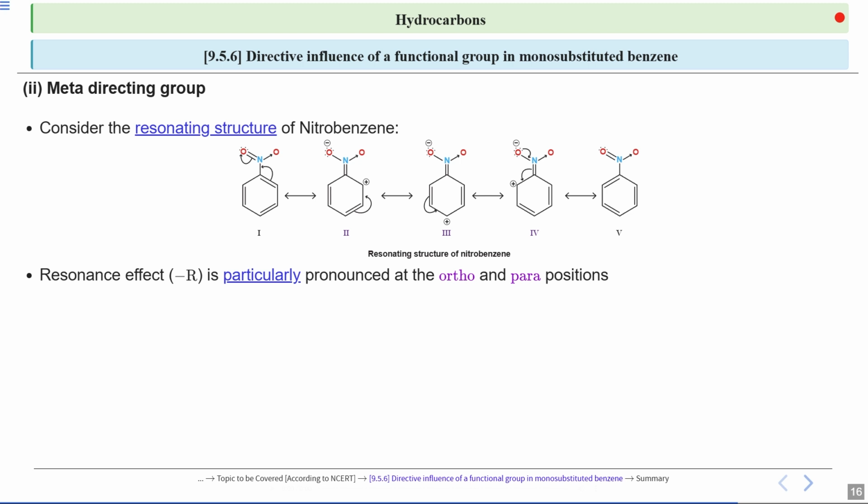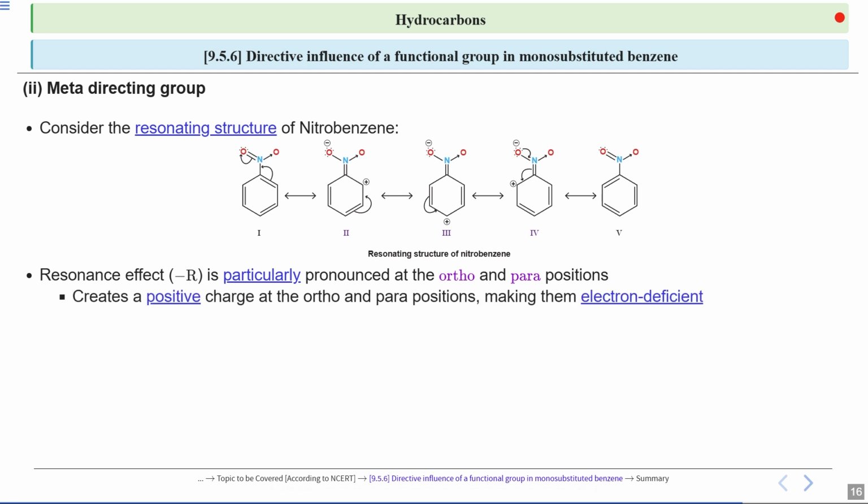The resonance effect, often called the minus R effect, is especially strong at the ortho and para positions on the benzene ring. This means that these positions are more affected by the electron withdrawing nature of the nitro group. Let us see what this does to the electron density at these spots. Because of this resonance, a positive charge develops on the ortho and para positions. This makes these positions electron deficient, or less rich in electrons. As a result, they are less attractive to the incoming electrophile, which is a species that seeks out electrons.